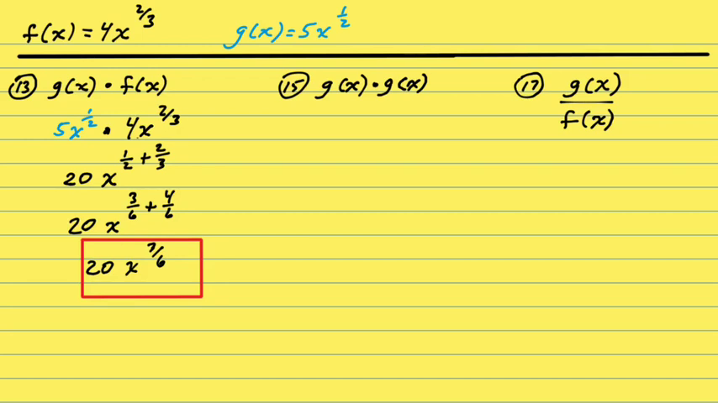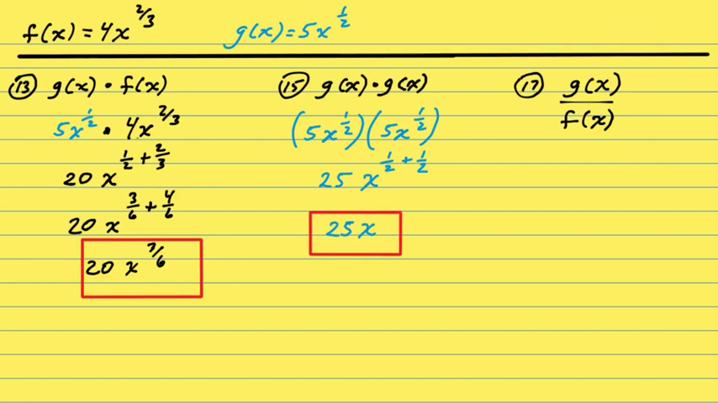Okay, g times g means g, 5x to the 1/2, times g itself, 5x to the 1/2. Again, multiply the coefficients. 5 times 5 is 25, and add your exponents. So your answer should be 25x to the first. 1/2 plus 1/2 is 2/2.